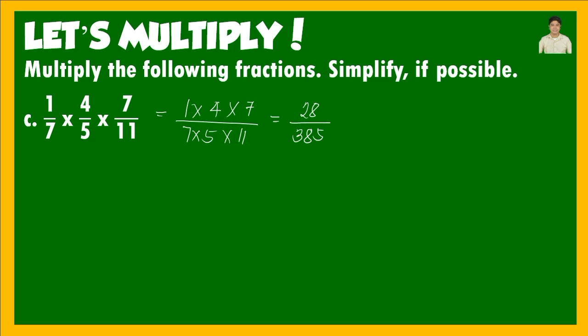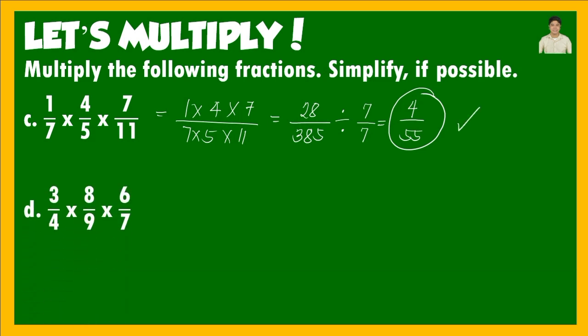So, what is the GCF of 28 and 385? That is 7. So, we'll divide 7 to both numerator and denominator. So, 28 divided by 7, we have 4, all over 385 divided by 7, that is 55. So our final answer is 4 over 55.